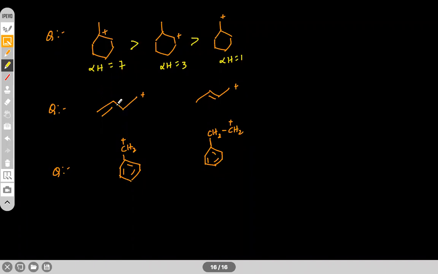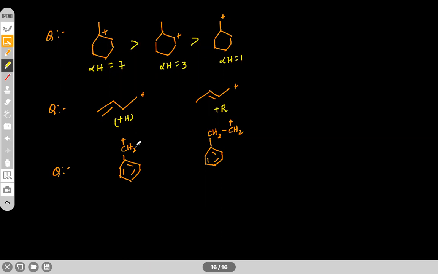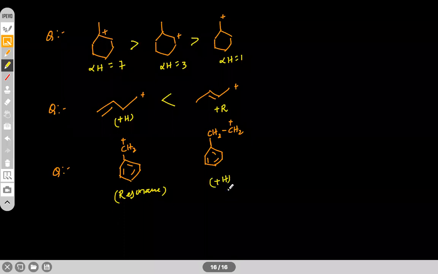What effect do we have here? Plus H. What effect do we have here? Plus R. Resonance, basically. Okay. So this is more stable than this because we have H and R here. Order of stability is this. What about here? What about this? Here we have resonance. And here we have hyperconjugation, correct? Plus H, with 2 alpha hydrogens. Not required to count this. Order of stability is this.